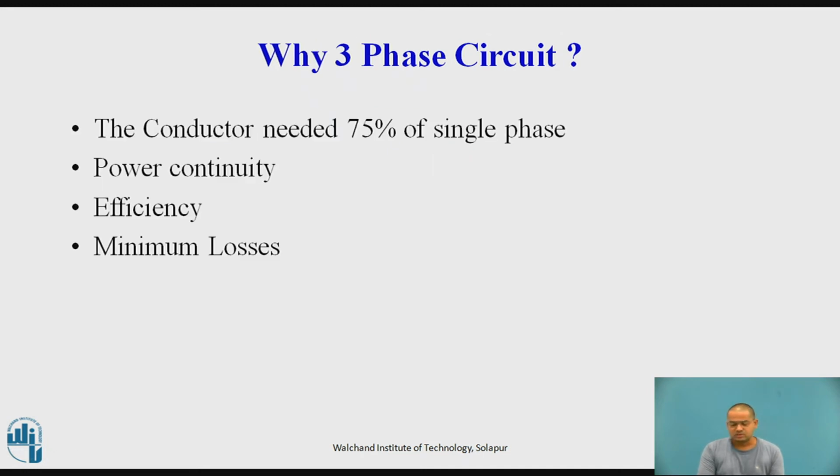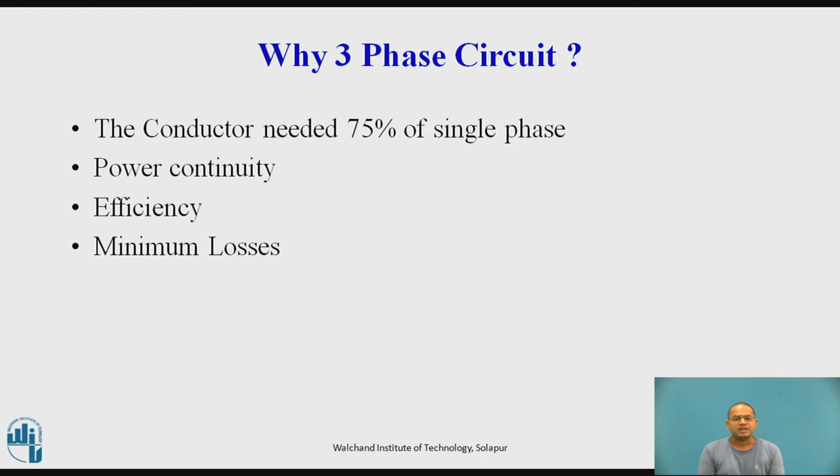So why three-phase? First of all, three-phase requires only 75% of the copper or conductor. That means it is economical. For the construction of a particular project for generating electricity, three-phase will be more economical than single phase. That's why the three-phase system is used.